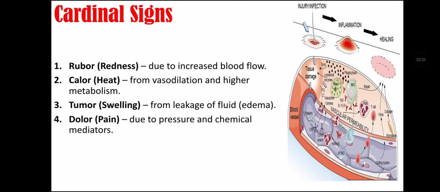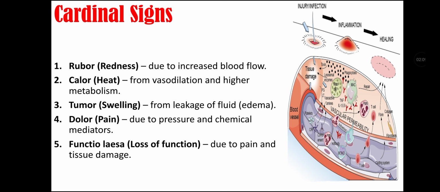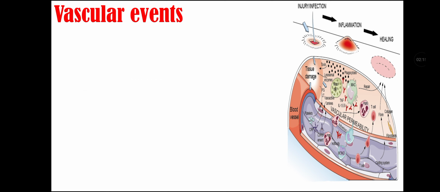Fourth cardinal sign of acute inflammation is dolor, that is also called as pain, and it is due to pressure and chemical mediators. Fifth cardinal sign of acute inflammation is functio laesa, that is also called as loss of function. It is due to pain and tissue damage.